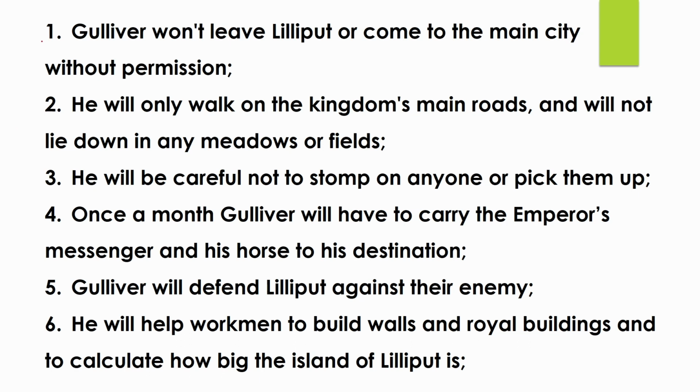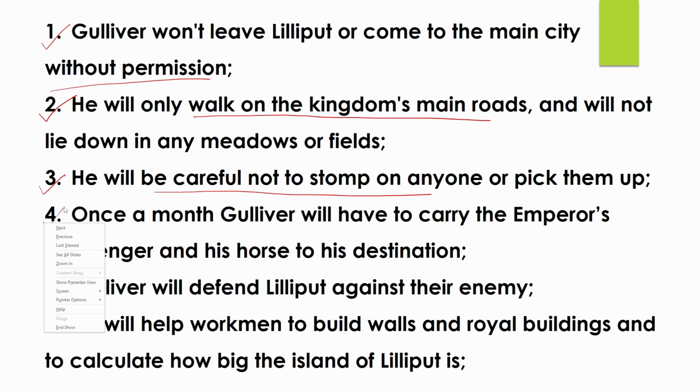The contract for Gulliver's freedom has the following rules. First, Gulliver won't leave Lilliput or come to the main city without permission. Second, the Man Mountain, as they continue to call him, will only walk on the kingdom's main roads and will not lie down in any meadows or fields. Third, he will be careful not to stomp on anyone or pick them up without their consent. Fourth, once a month Gulliver will have to carry the emperor's messenger and his horse to his destination and back again.